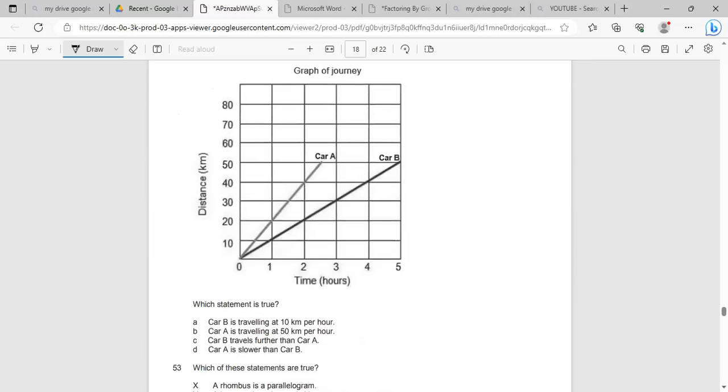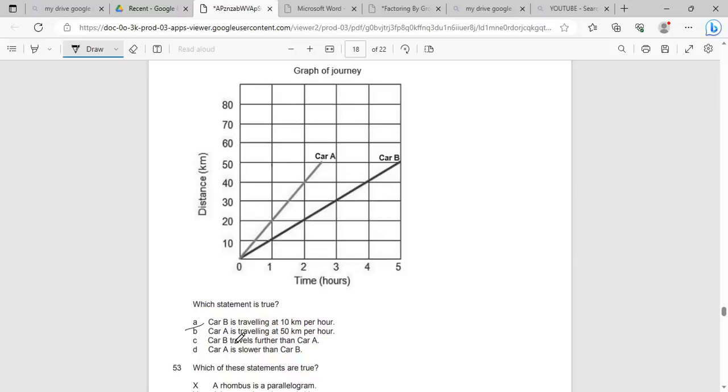Which statement is true? Car B, I forgot to zoom up this. Wait first. Car B is traveling at 10 kilometers per hour. Car B, 10 kilometers. So it travels a distance of 50 and it takes 5 hours. So that is correct. And I could still look on them. Car A is traveling at 50 kilometers per hour. No, if a 50 kilometers that day, yes, so.